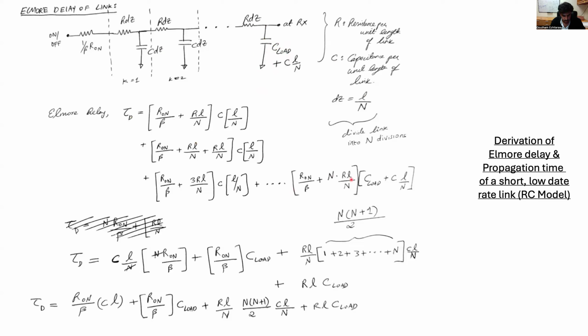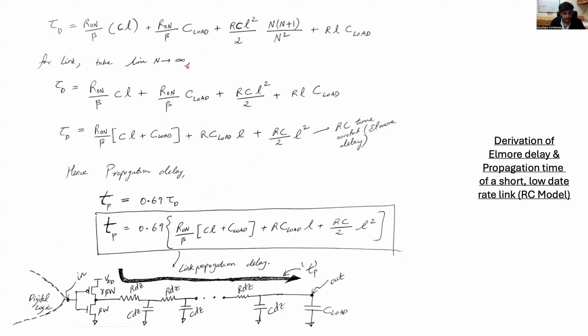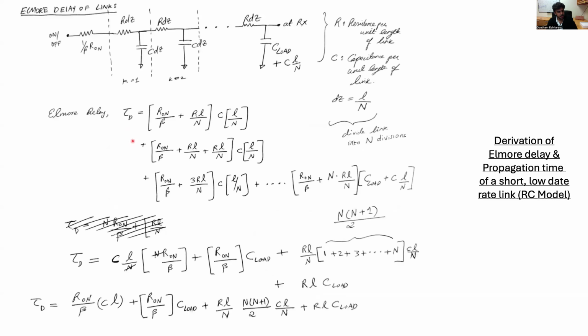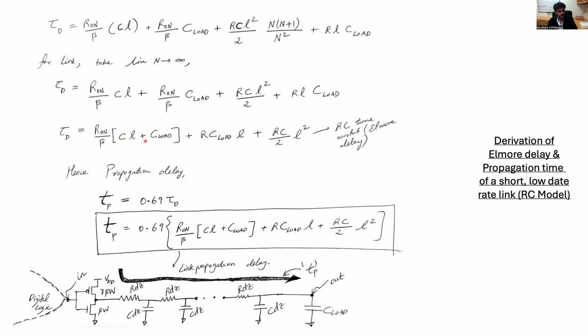So if you now take this equation and simplify and solve for tau d, and if you follow the math here, and we take the limit that N tends to infinity, then this so-called Elmore delay of this distributed RC model just ends up being this expression. There's going to be one term, which is the boundary term, which depends on R1 over beta, times C, the capacitance per unit length times the length, plus the load capacitance, plus RC load times the length of the link, plus RC over 2 times the square of the length of the link, which is RC over 2 L square.